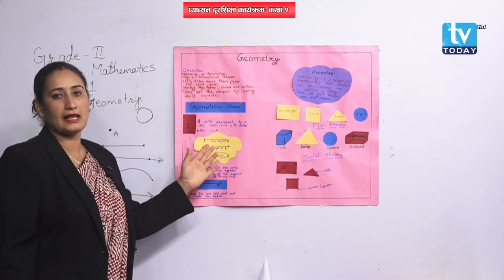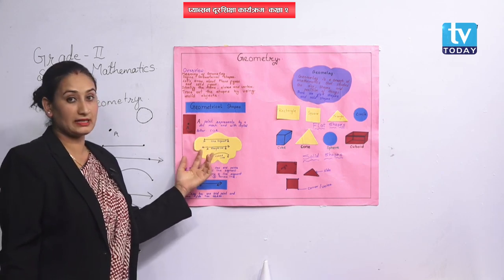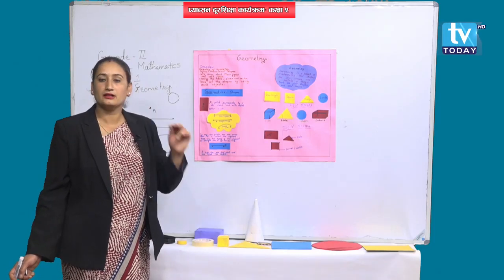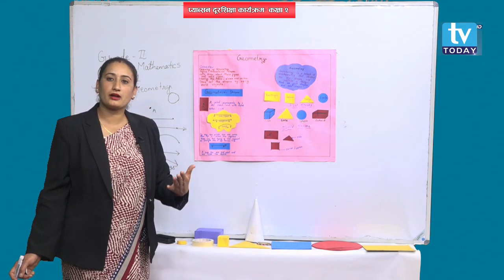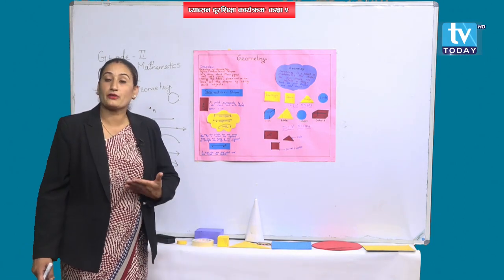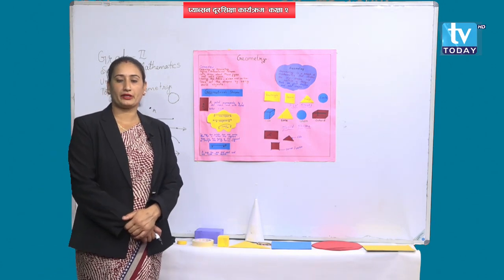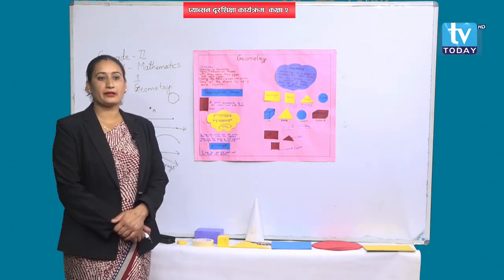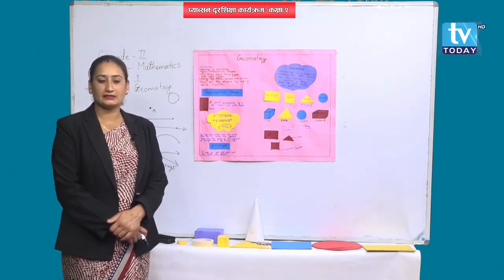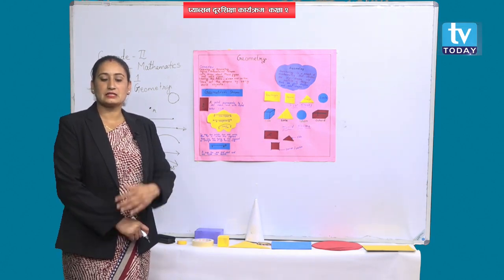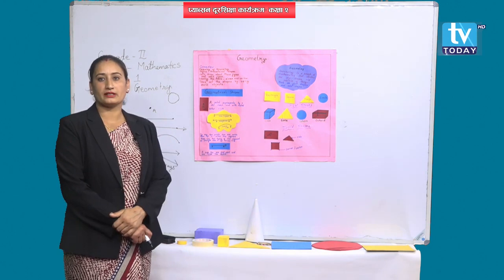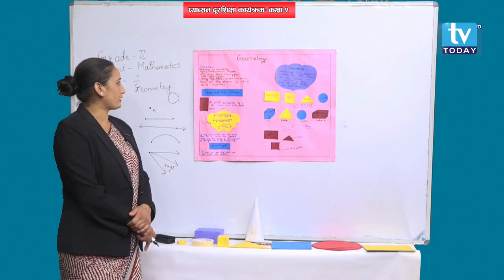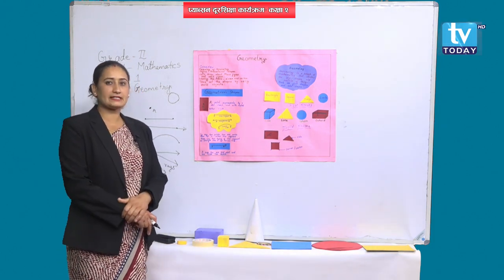So same like there, we have done line segment, straight line. There are two types of line. What are they? They are straight line and curved line. Then what did we learn? We learned rays. Rays mean coming from the sun and spreading all over the world. It's called rays.